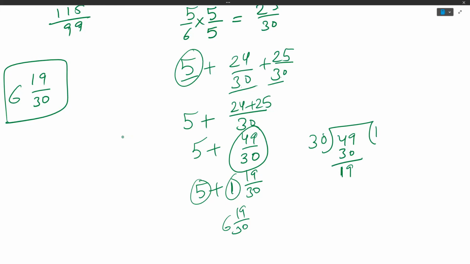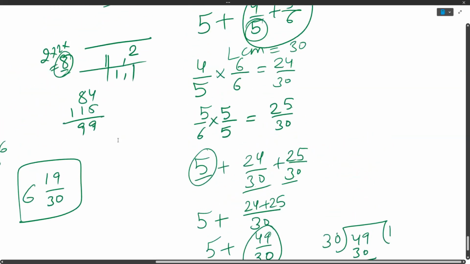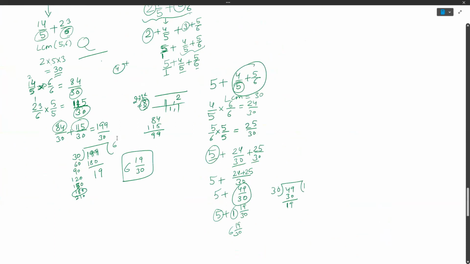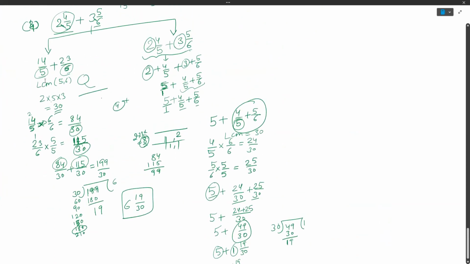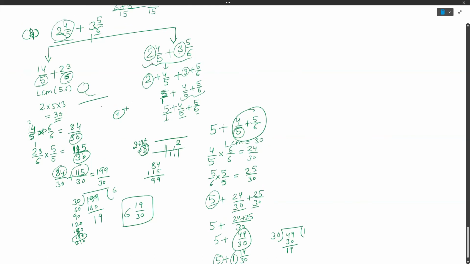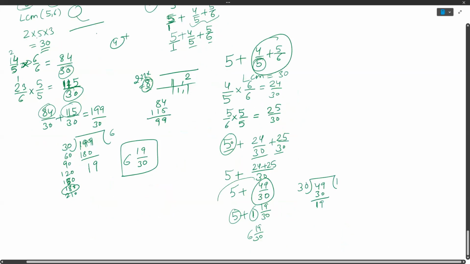Okay, so you can do it by both ways. Either you convert it into an improper fraction and then add and then again convert back into the mixed fraction, or the second method is just add the whole part together and all the fraction part together. So the whole part together is 5 and the fraction part together is 49 by 30. We got this one.